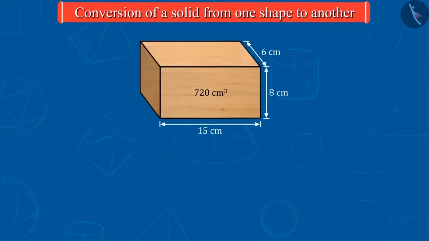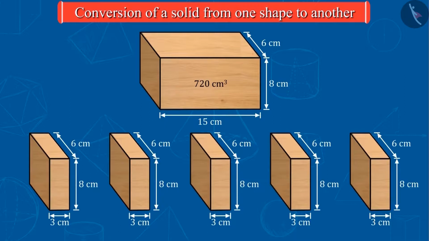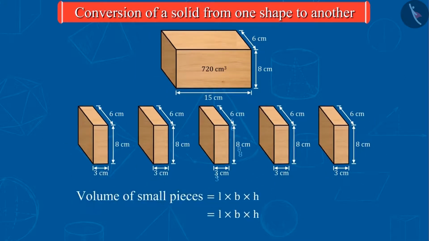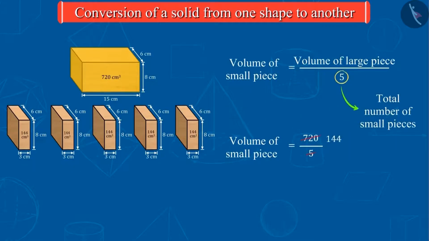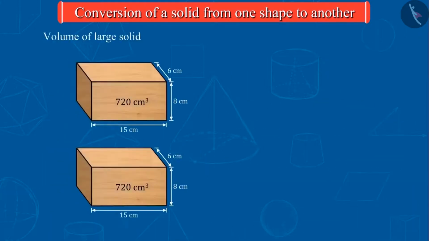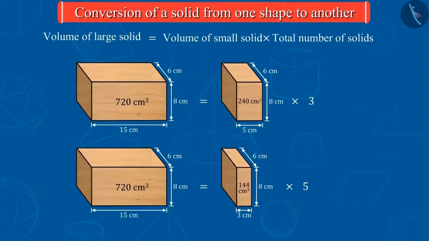If we cut this piece of wood into 5 equal pieces this time, the volume of each piece will be 144 cubic centimeters, which is equal to 1/5 of the volume of the larger piece. So, we can say that if a solid is converted into smaller solids of equal measure, then the product of volume of the small solids and the total number of small solids is equal to the volume of the larger solid.